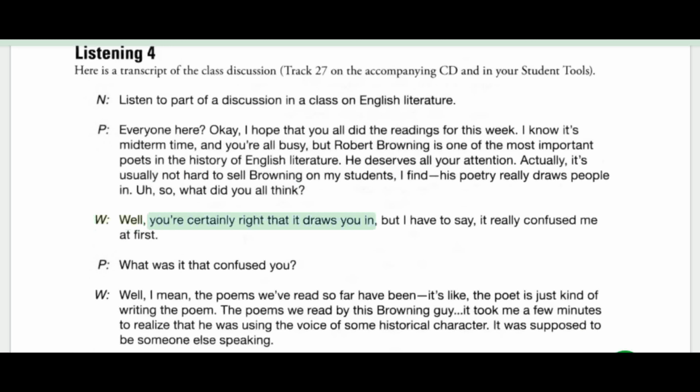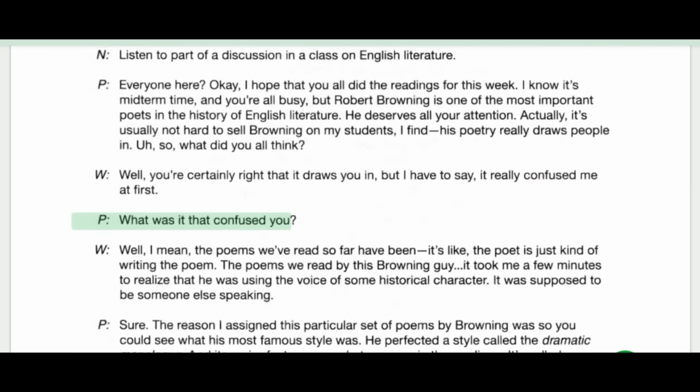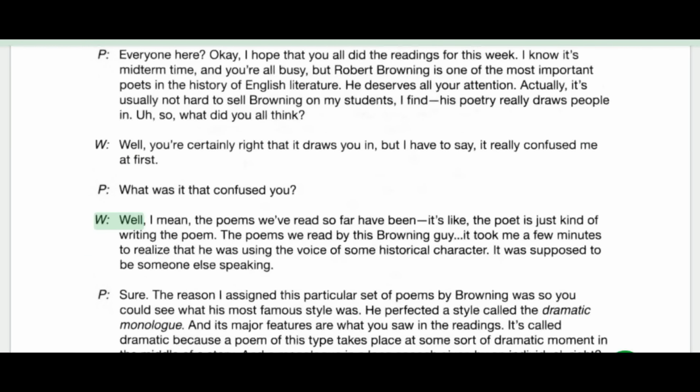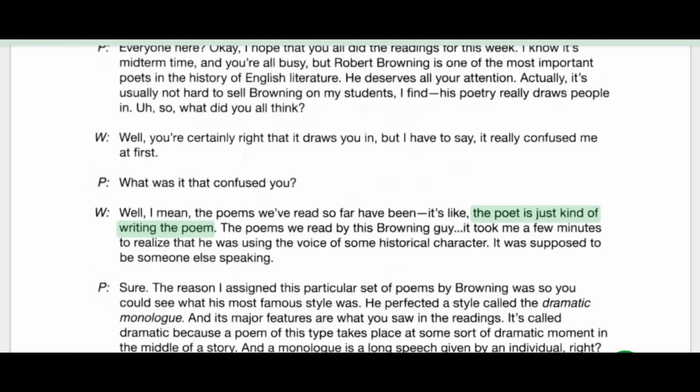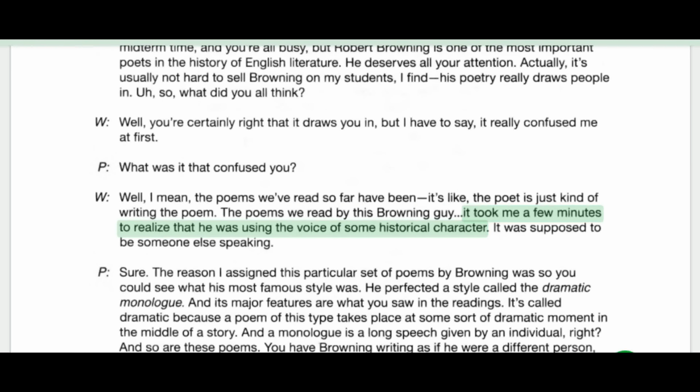Well, you're certainly right that it draws you in, but I have to say, it really confused me at first. What was it that confused you? Well, I mean, the poems we've read so far have been, it's like, the poet is just kind of writing the poem. The poems we read by this Browning guy. It took me a few minutes to realize that he was using the voice of some historical character.